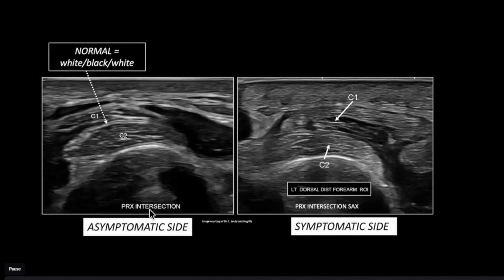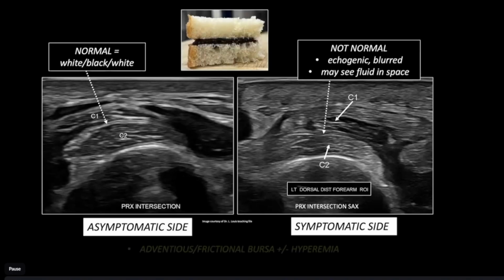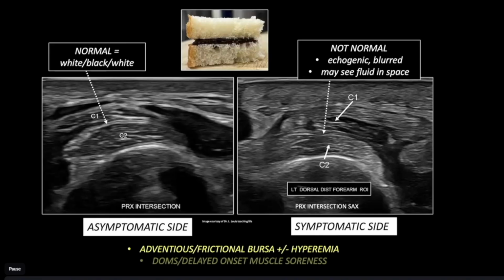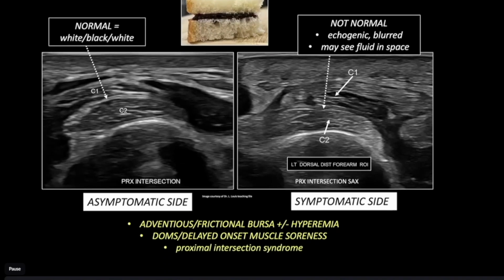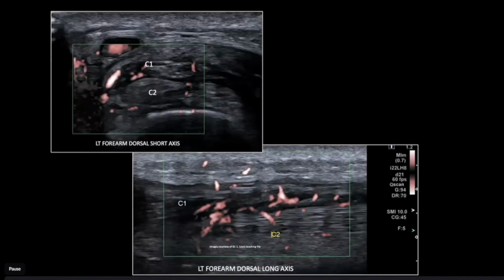And when you look in this area where I call this sandwich, this is the normal side where it's really crisp, these lines. And on the symptomatic side, it becomes thickened and blurred. Often there's some fluid in here. It might be hyperemic. This is an adventitious or frictional bursa that forms, and you may or may not see hyperemia, along with delayed onset muscle soreness. You may or may not see hyperemia.